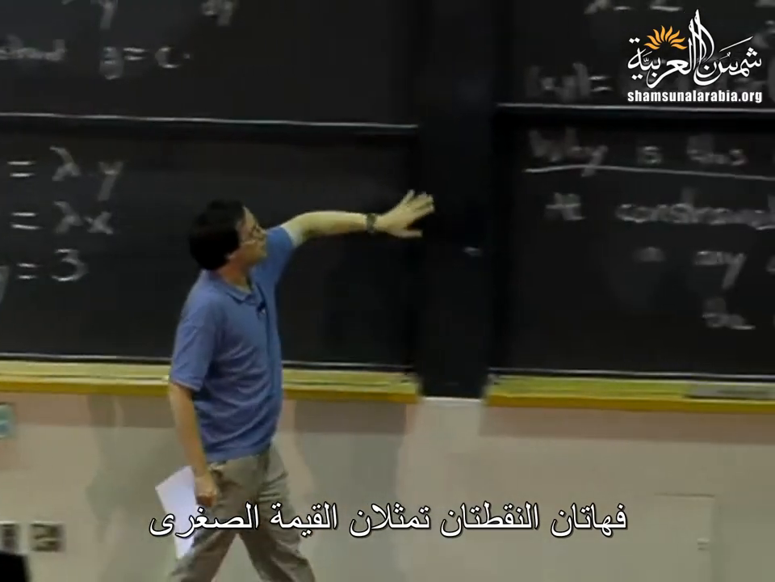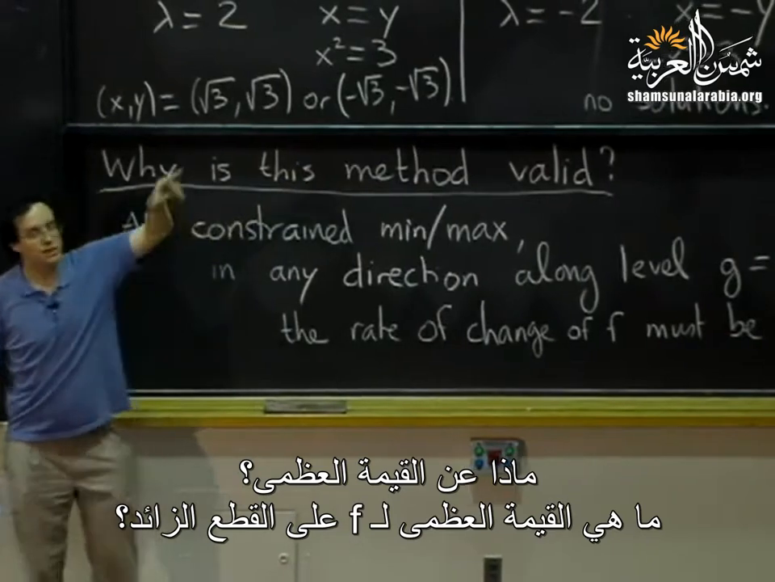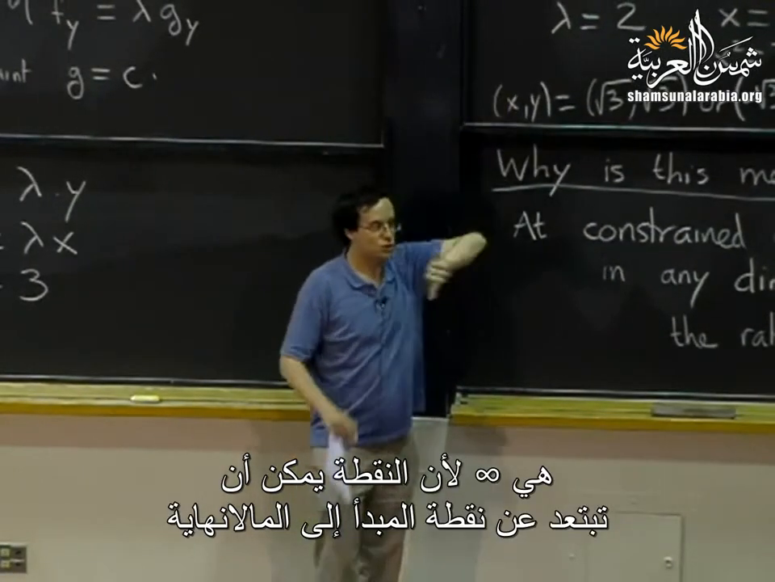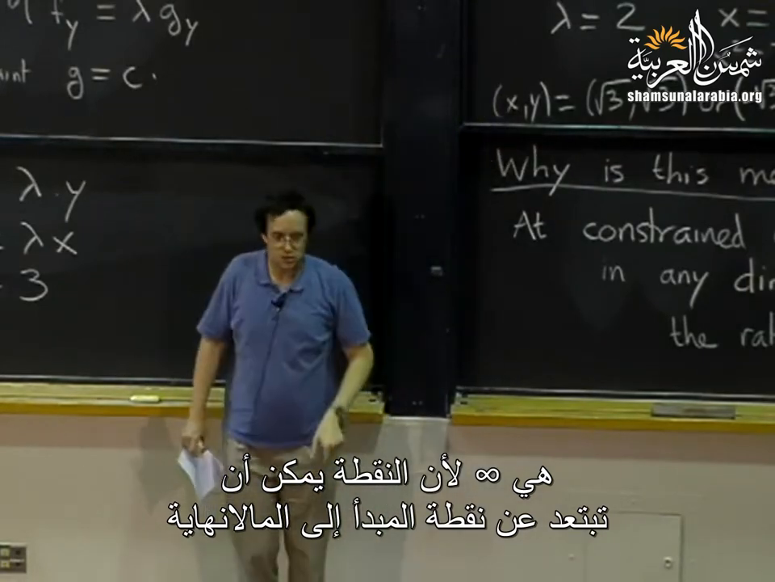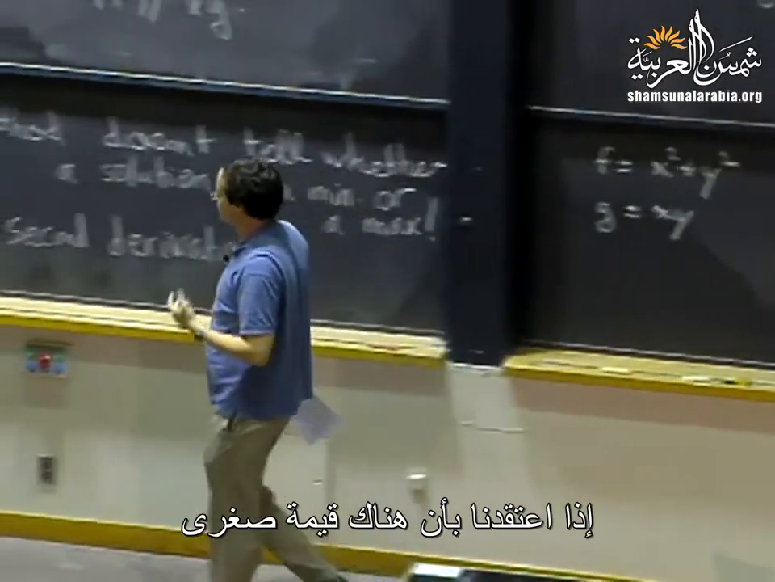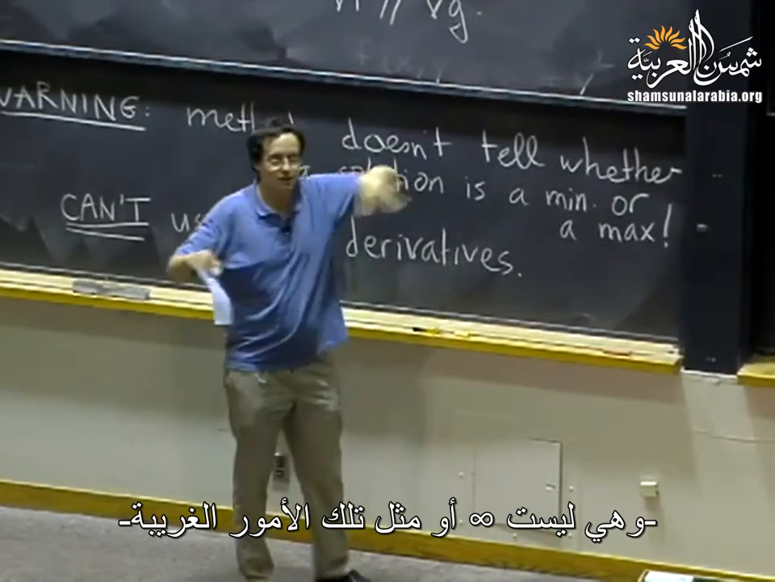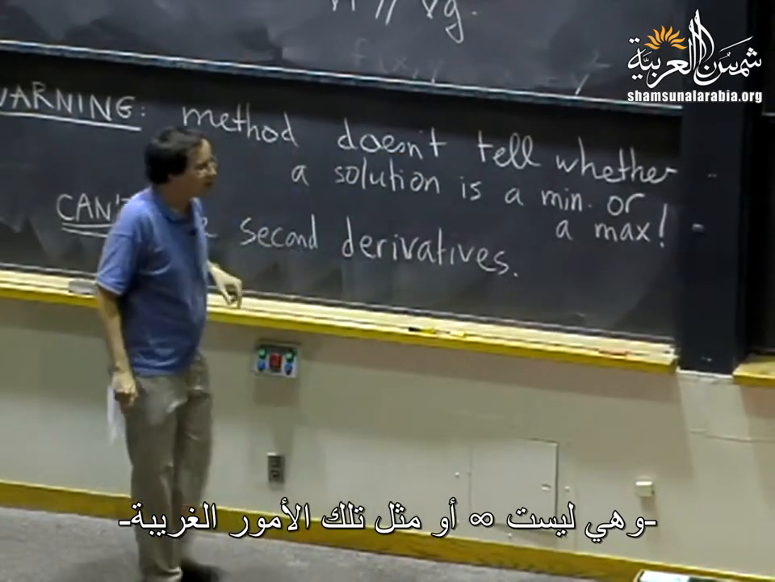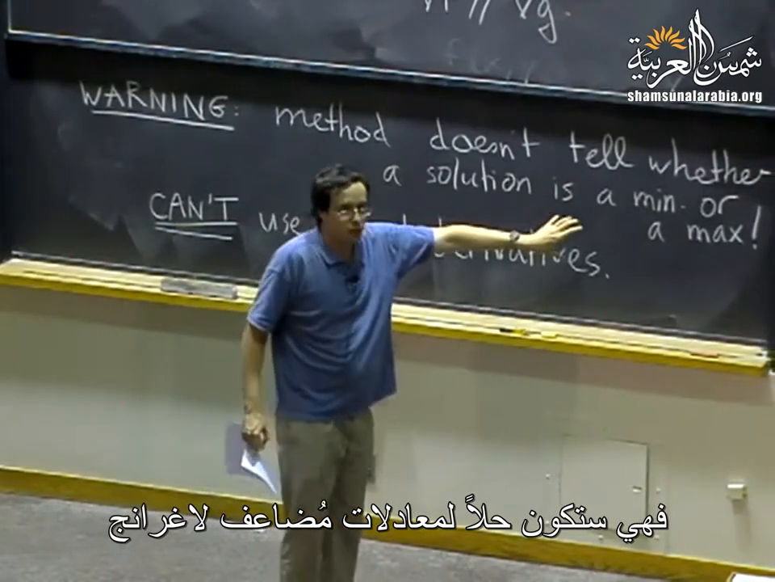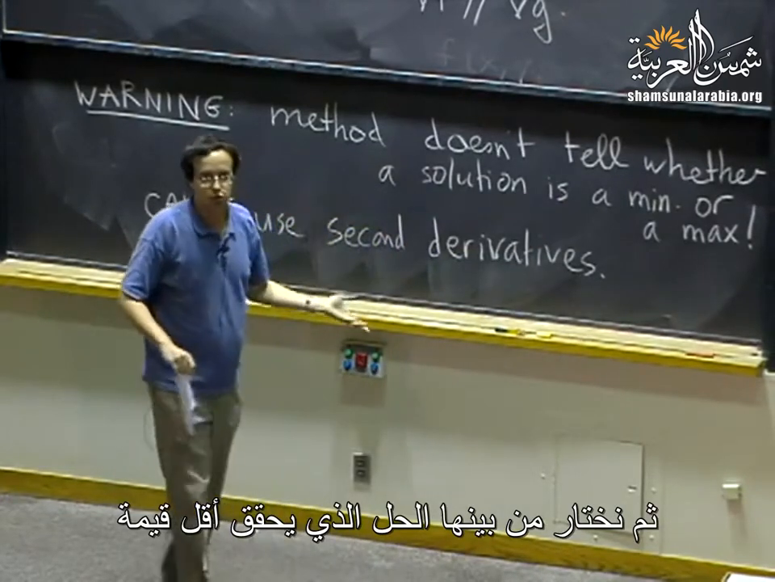These 2 points are tied for minimum. What about the maximum? What's the maximum of f on the hyperbola? Well, it's infinity, because the point can go as far as you want from the origin. But the general idea is if we have a good reason to believe that there should be a minimum, and that it's not like at infinity or something weird like that, then the minimum will be a solution of the Lagrange multiplier equations. So we just look for all the solutions, and then we choose the one that gives us the lowest value.